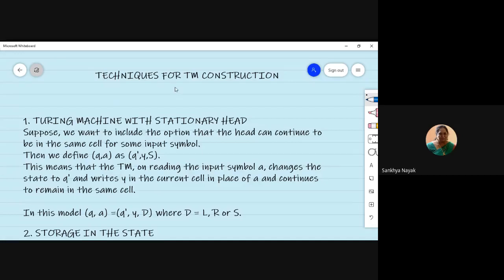So the next topic is the techniques for Turing machine construction. This can be asked as a short notes question, in which case you have to write a little bit, because we'll study 4 techniques now. You can write a little about each technique. Very easy to understand, and you can write.